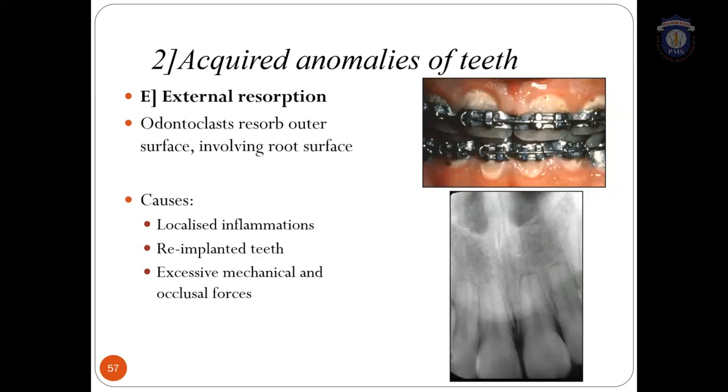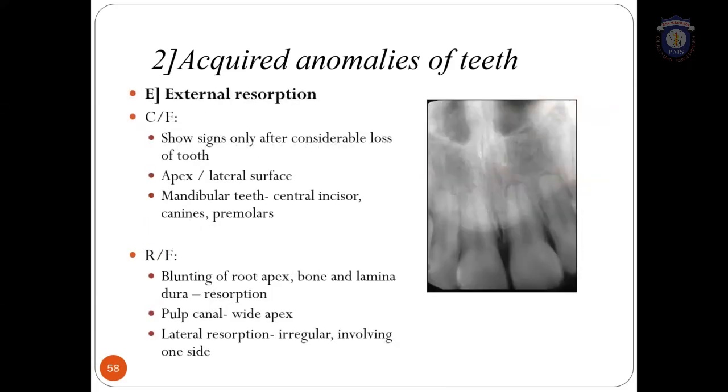External resorption. The odontoclasts resorb the outer surface involving the root surface. The main causes of external resorption can be localized inflammation, reimplanted teeth, excessive mechanical force, and excessive occlusal forces. Radiographically, you will see blunting of the root apex, bone, and the lamina dura. The pulp canal will be wide. There can be lateral resorption, which will be seen involving one side.